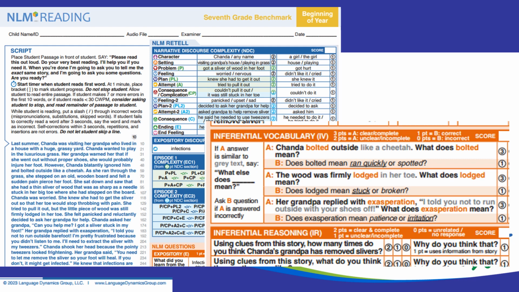Then you can look at it from more of a narrative language lens and have them do some retelling. You can have them answer some questions. You can look at the complexity of their language. But when I think back to that standard, it was vocabulary use and acquisition. What's nice about this assessment is that it has good information about how that student does with inferential vocabulary and inferential reasoning. Right here, I can see how my student does with some of those context clues.